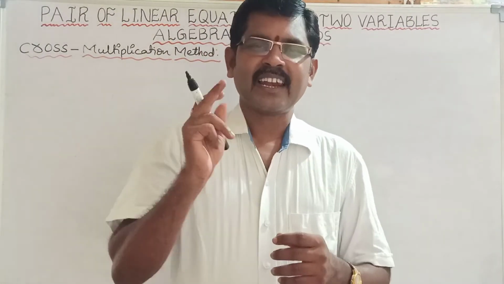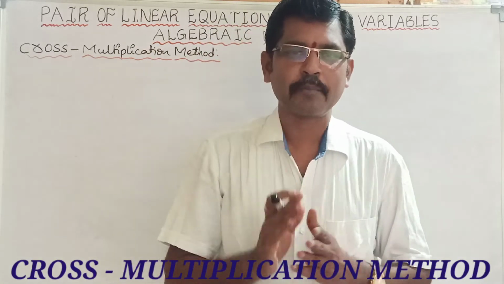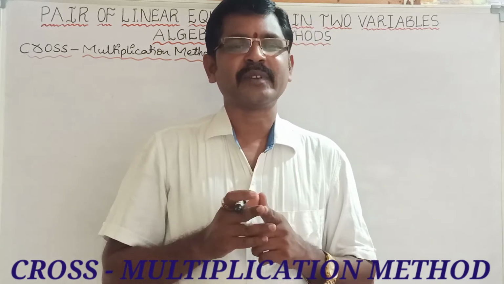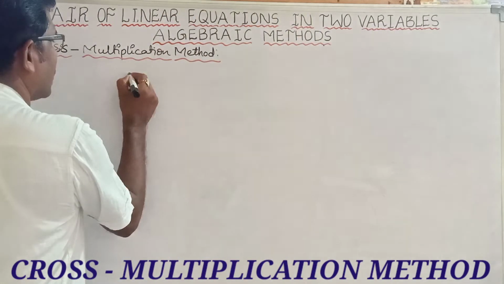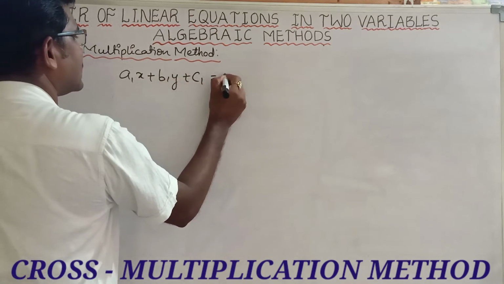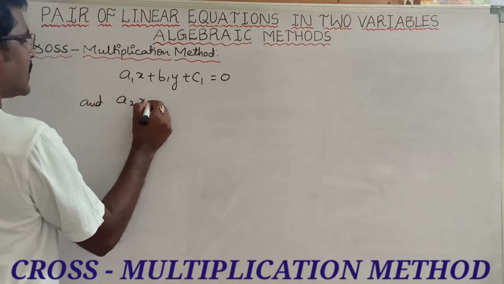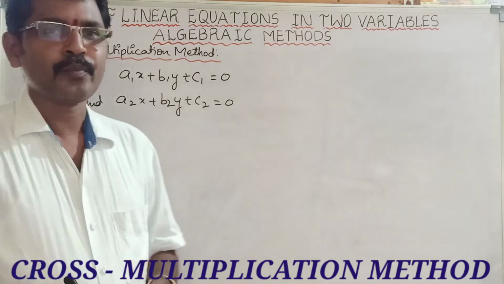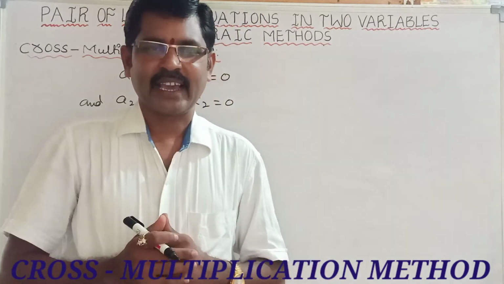So friends, let us go with the third method of algebraic methods, that is the cross multiplication method. I already told you in my previous video, the standard form of a pair of equations: a1x plus b1y plus c1 is equal to 0 and a2x plus b2y plus c2 is equal to 0. This method is very useful for many competitive exams.